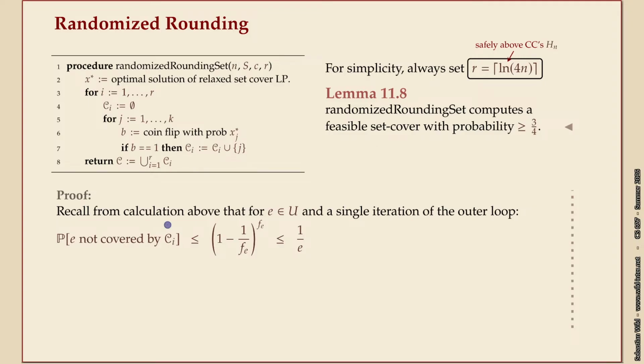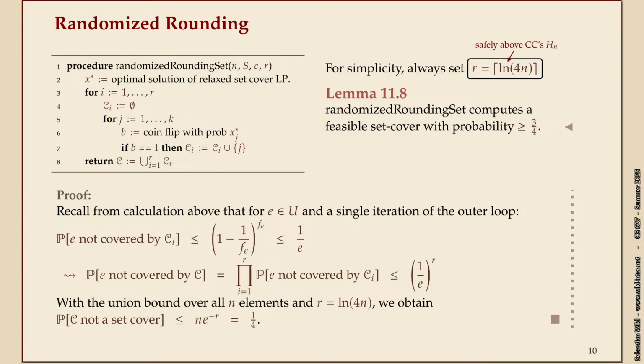And we've done most of the work for the proof. The probability that a certain element is not covered was bounded by this 1/e. We've argued about the counter probability previously, but it's more convenient to write it like this, because this is the probability that a single element in the universe is not covered. To get a bound that none of the elements is not covered, we take the union bound over all of those elements.